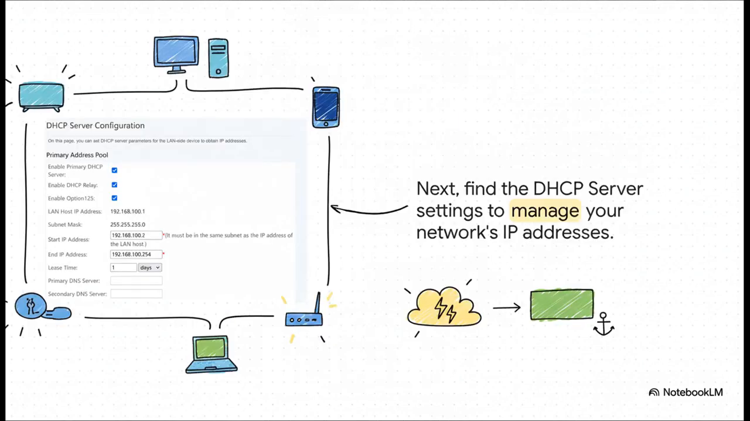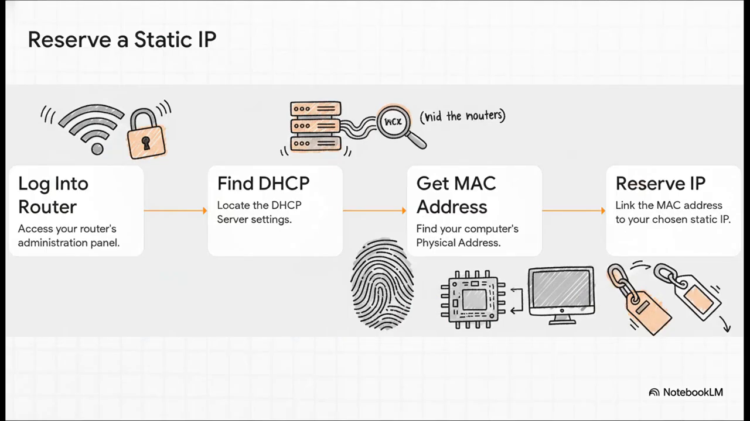Okay, once you're logged in, you need to hunt for a section called something like DHCP server settings. This is the part of your router that normally hands out temporary IP addresses to all your devices. We're going to go in there and tell it to give our computer a permanent one. So yeah, it really just boils down to these 4 steps. You log into the router, find those DHCP settings, find your computer's unique MAC address, which is kind of like its digital fingerprint, and then you create a reservation that says, hey, this computer always gets this specific IP address.